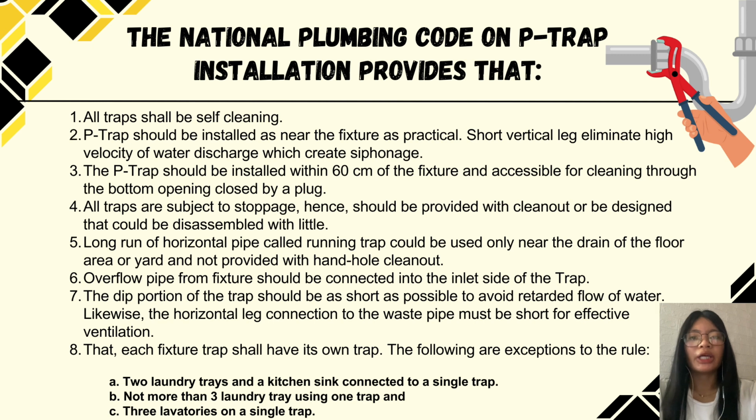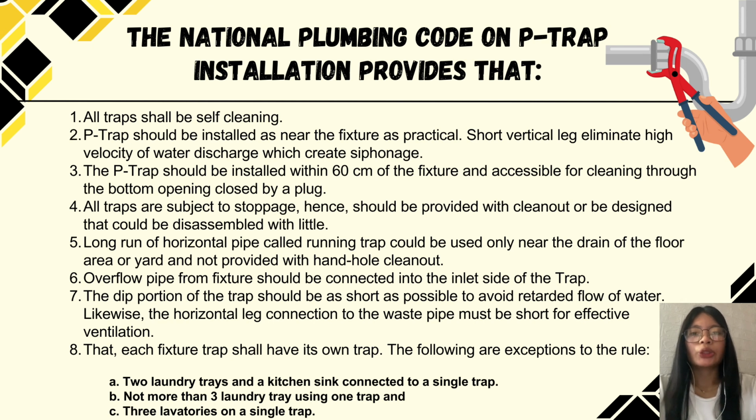The National Plumbing Code on P-trap installation provides that all traps should be self-cleaning. Number two, the P-trap should be installed as near the fixture as practical. Short vertical legs eliminate high velocity of water discharge, which creates siphonage. Number three, the P-trap should be installed within 60 centimeters of the fixture and accessible for cleaning through the bottom opening closed by a plug.